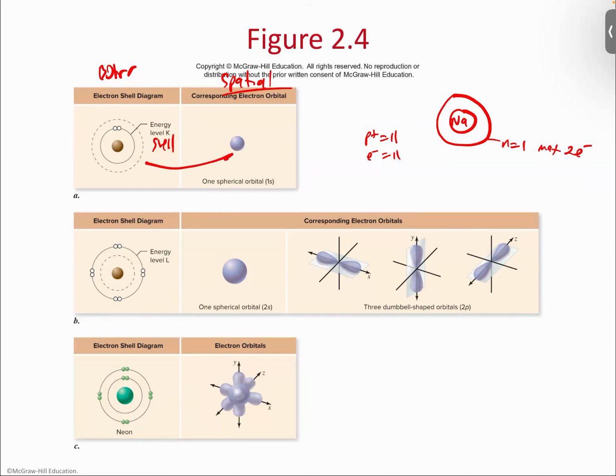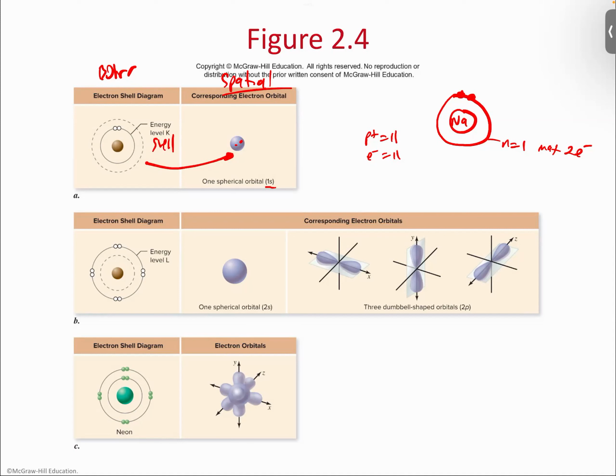So the orbital that's in that first level is a spherical orbital, and we call it 1s. 1 for the first level, s for its shape, spherical, right? So basically what that means is these two electrons are found in this little orbital neighborhood somewhere. Okay. Now, let's go ahead and put those two electrons in there. Boom. Are we done?